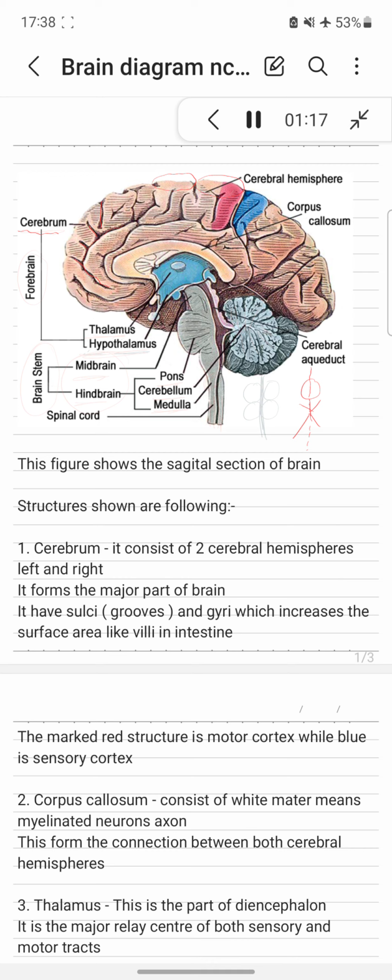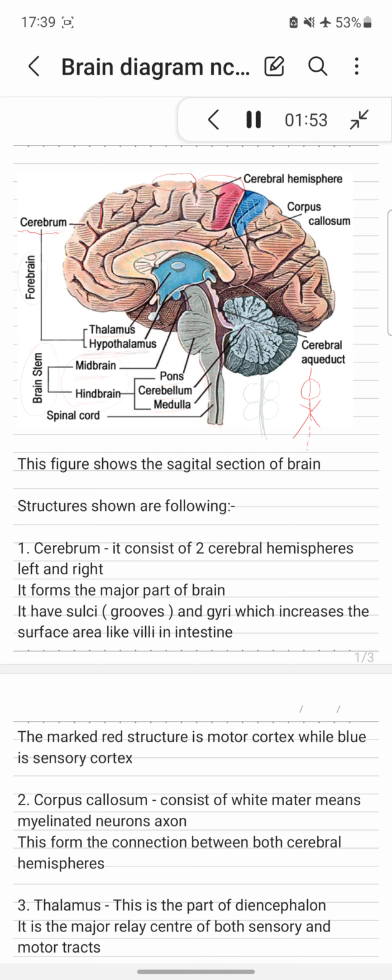Now what are the marked red structures? This red structure is known as the motor cortex, while this blue structure is known as the sensory cortex area of the brain. Now we will discuss the corpus callosum. What does this do? It is made up of myelinated nerve fibers. Its main function is to connect both cerebral hemispheres with each other, so that impulses can transmit from one cerebral hemisphere to another.